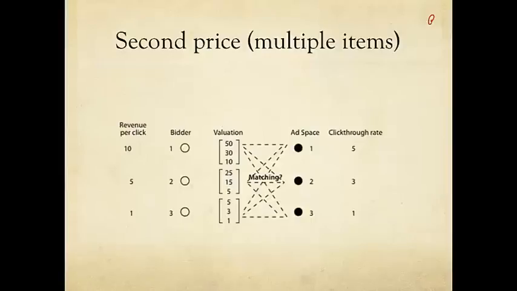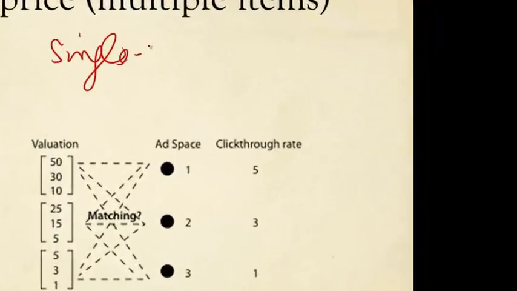So far, I've only looked at single item auction. So the first and second price were for single item, and the example on eBay was also for single item. Of course, in ad space auction, you have multiple ad spaces on the same page.